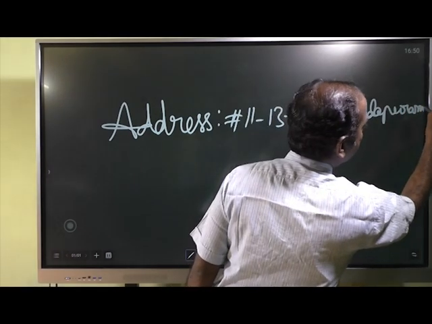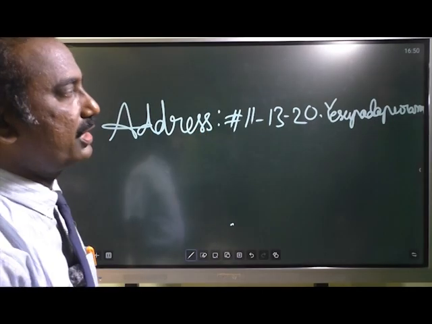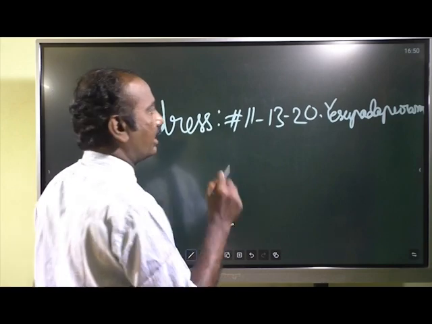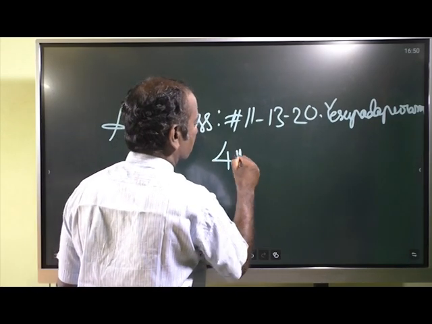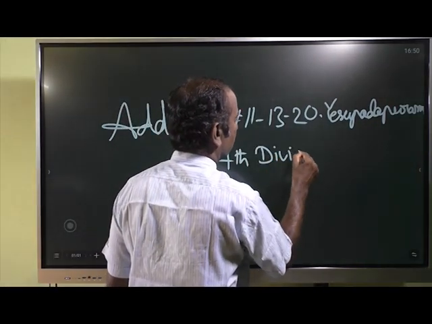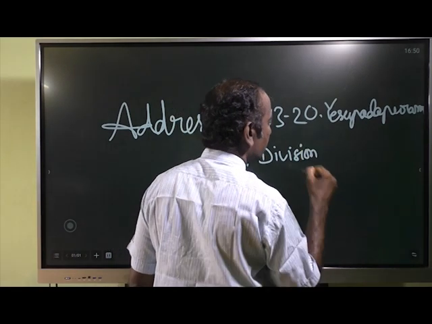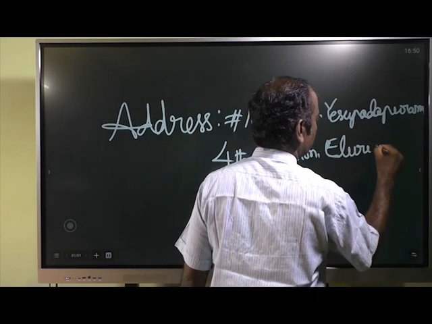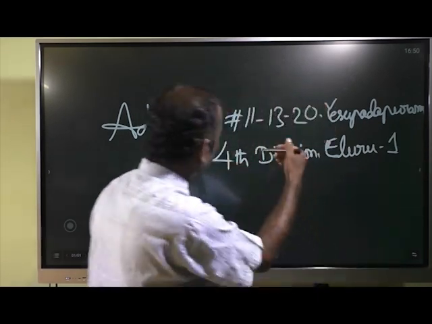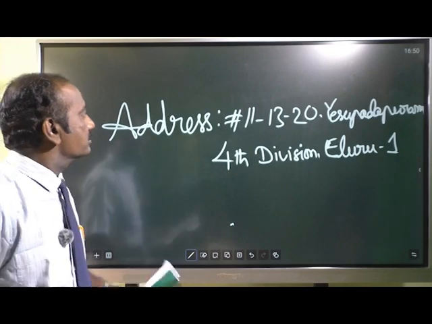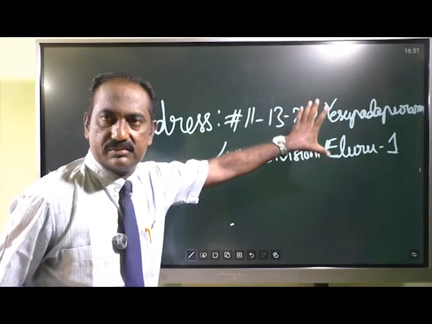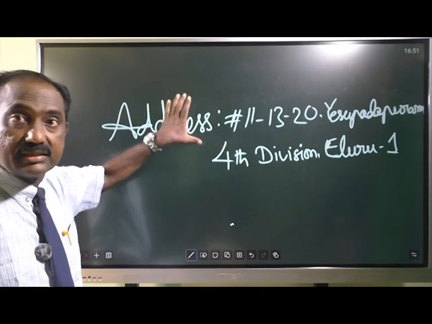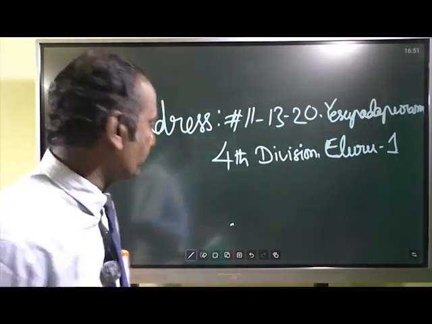You need not write anything there. You need not put any comma or full stop because we are changing line, and then we can continue. 4th division, Eluru 1. In this way we write usually. The main address is separated or divided by using a colon. In such situations also we usually use a colon, okay?